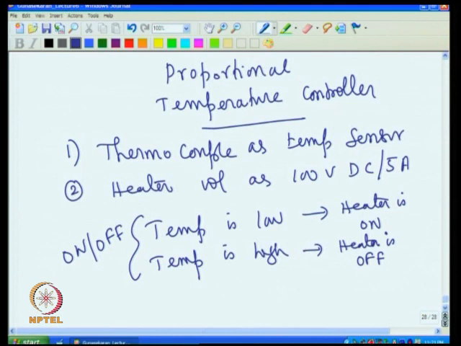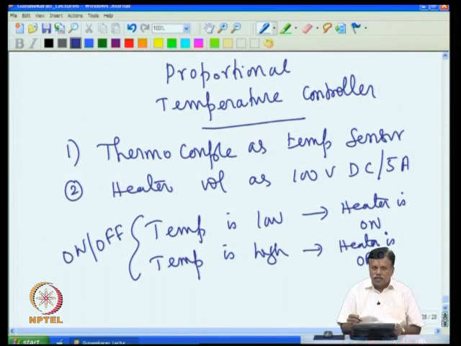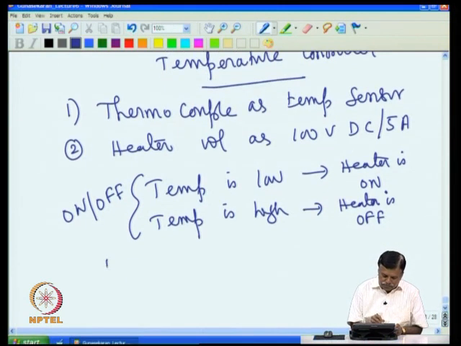Even if you are not using a relay, this will be going on-off, and even if there is no relay, you will have this temperature hysteresis automatically coming from the system. So if you want to have high accuracy in temperature control, we have to go for a proportional controller.